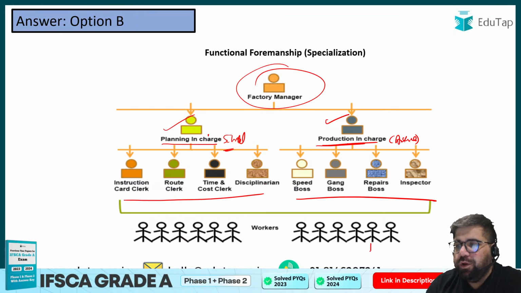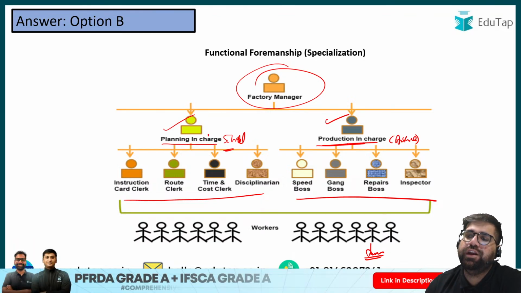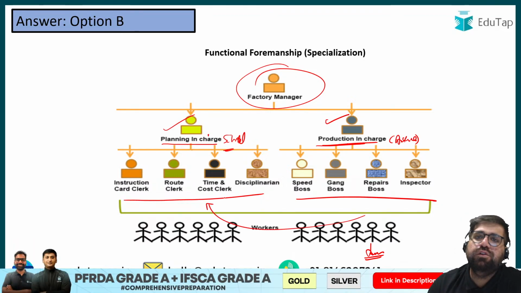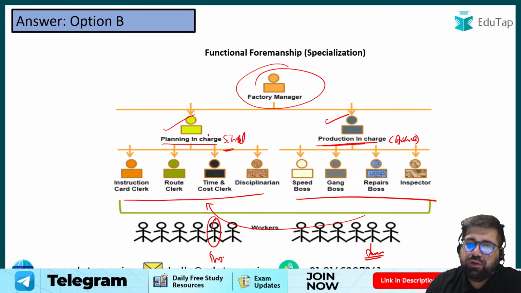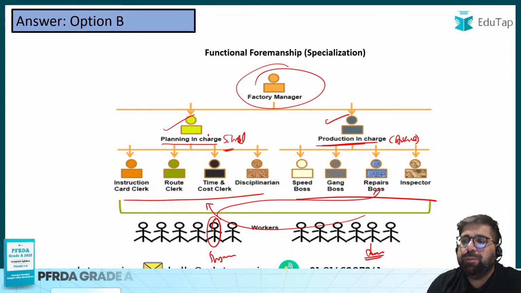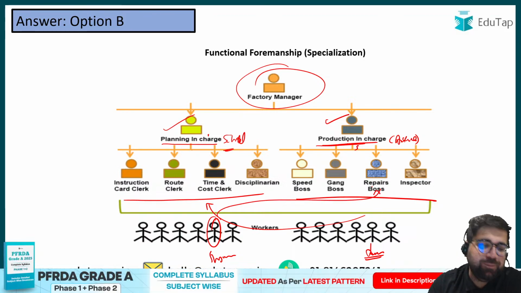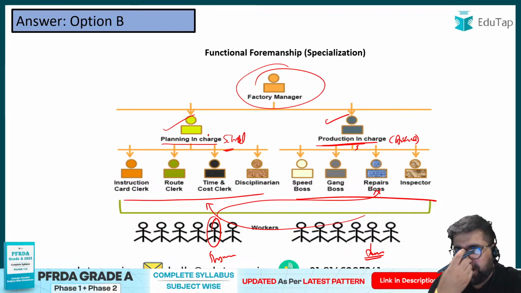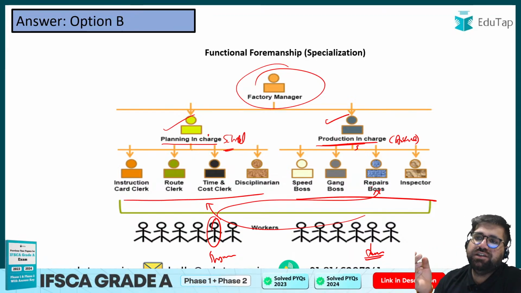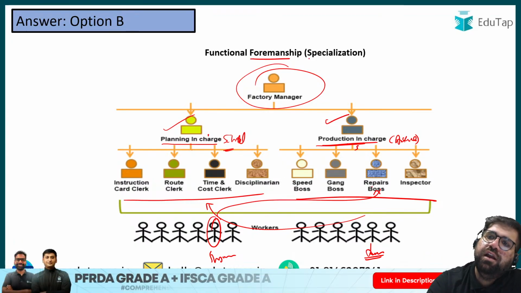So let's say Ram, who was working in the company, faced some problem related to scheduling. So he will come to this particular side and ask his question. For example, Sham, who was also working in some company, was not able to start the machine. So he will go to the repair boss, who is a part of the production team. So this is how you make sure that you have different managers at the lowest level, which is your functional foremanship. Remember, foreman is always a low level manager job.